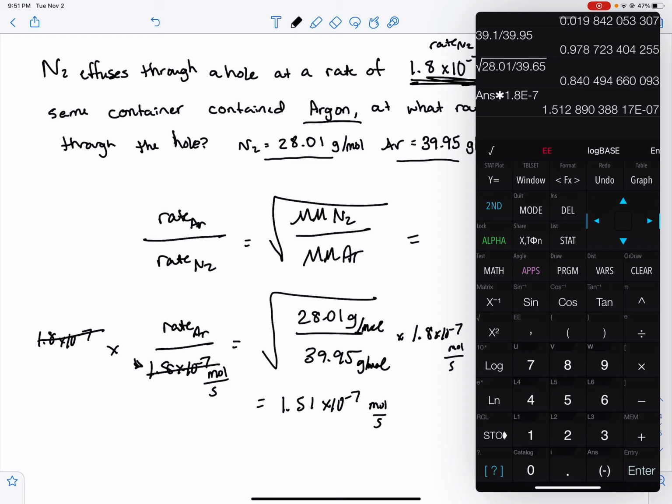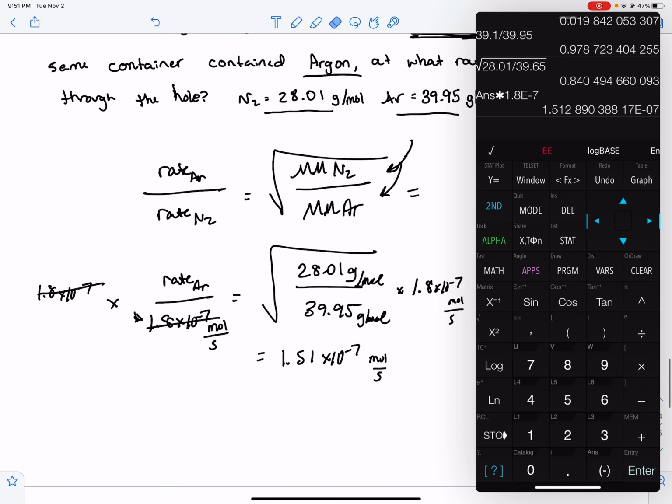So my biggest tip with all of this is to set this up so that whatever you don't know is on top here. Sometimes these problems will give you two rates, and it will have you solve for a molar mass. In that case, set it up so that the molar mass of the unknown is on the top. I have one more kind of style of a problem.